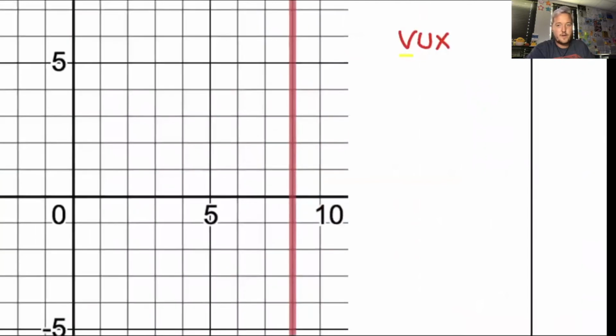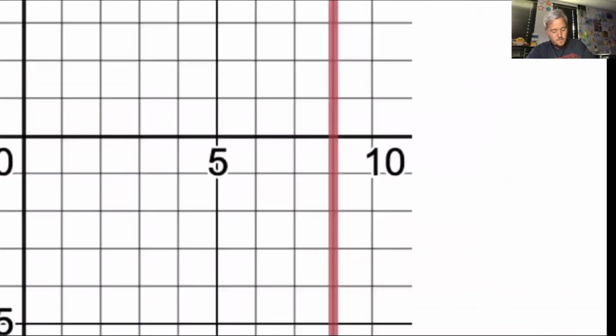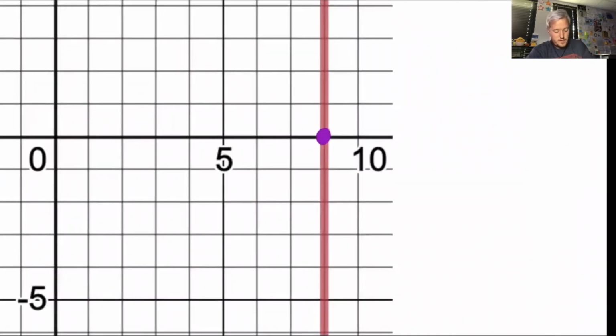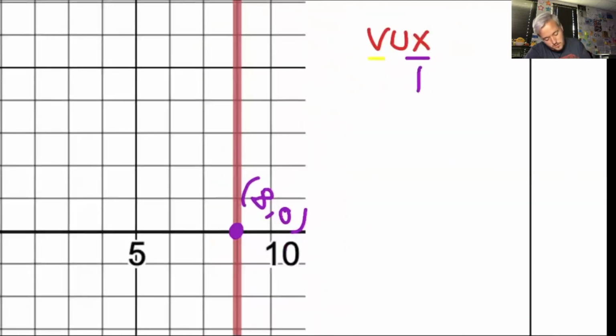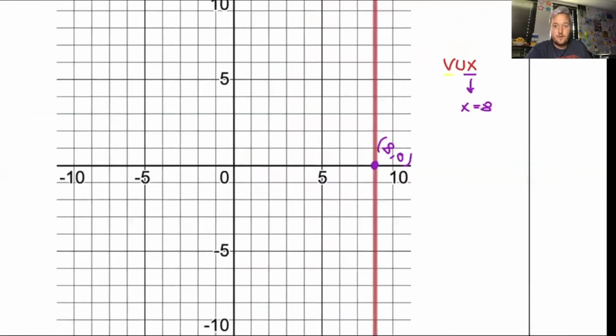Same idea over here with BUCKS on number 4. This coordinate here, if I can count, would be (8, 0). Now we're looking at the x value of our coordinate, which means we're going to have x equals 8. So that would be our equation here.